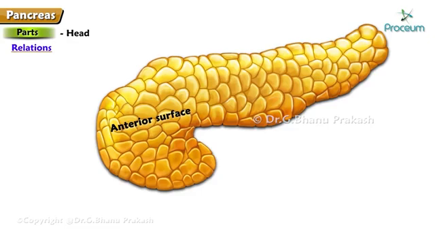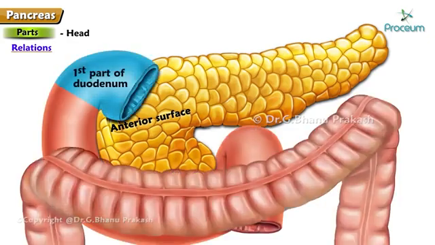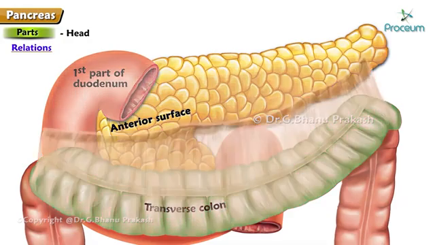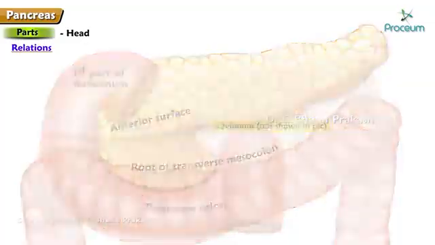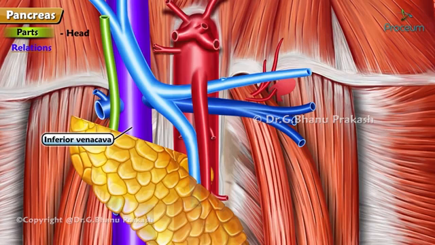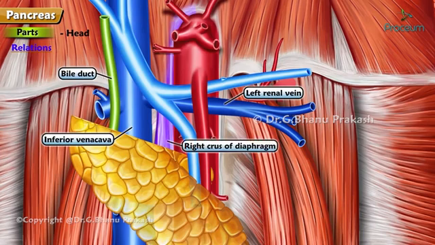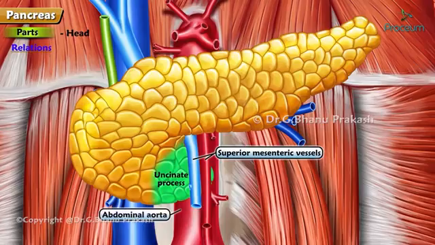Anterior surface is related from above downward to the first part of the duodenum, transverse colon, root of transverse mesocolon, and jejunum. Posterior surface is related to the inferior vena cava, left renal vein, bile duct, and right crus of diaphragm. Uncinate process is related anteriorly to the superior mesenteric vessels and posteriorly to the abdominal aorta.